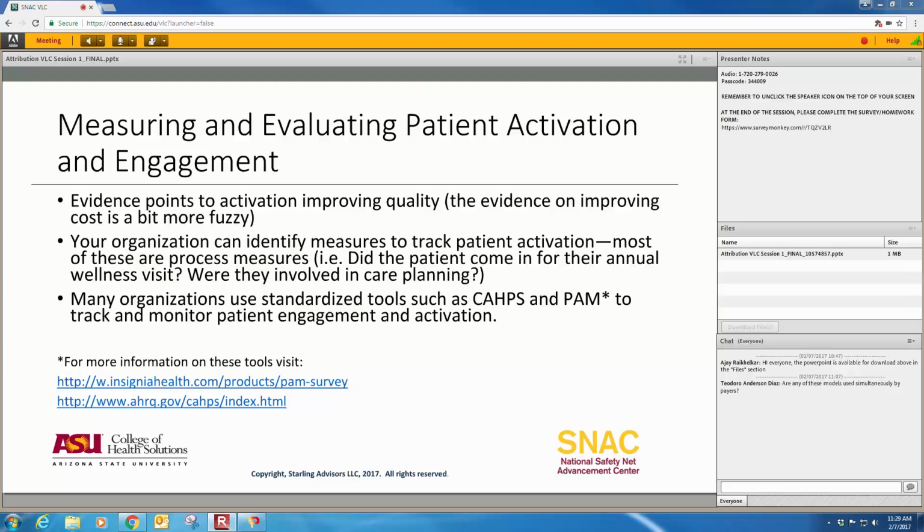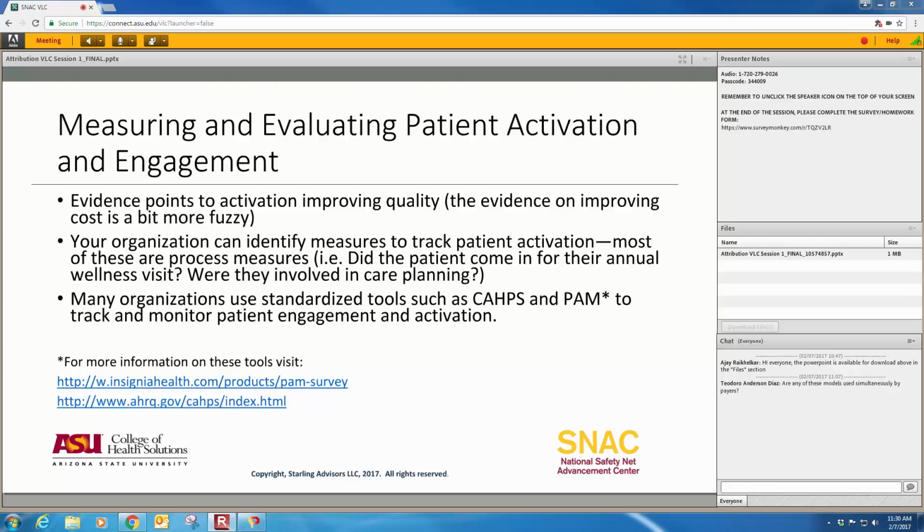And certainly, I think it's very rational to believe that a more activated patient is more likely to improve their outcomes. Your organization can identify measures to track patient activation. Most of these are process measures, such as did the patient come in for an annual wellness visit, were they involved in their care planning. But there are some tools such as the CAP survey and the Patient Activation Measure survey, which we've provided some links for, that can actually start to more objectively measure in a standardized fashion these types of levels of activation.